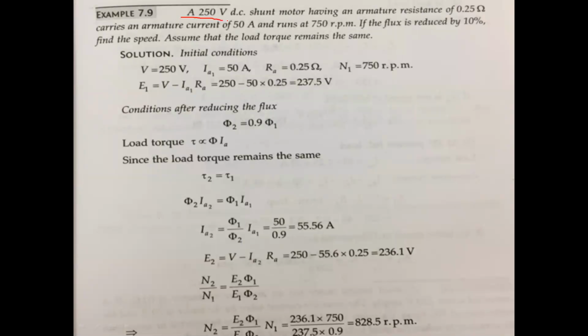A 250 volts shunt motor having an armature resistance of 0.25 ohms carries an armature current of 50 amperes and runs at 750 rpm. The flux is reduced by 10%. Find the speed. Assume that load torque remains same. Here also it is a shunt machine.